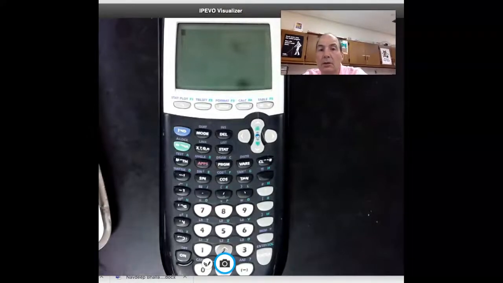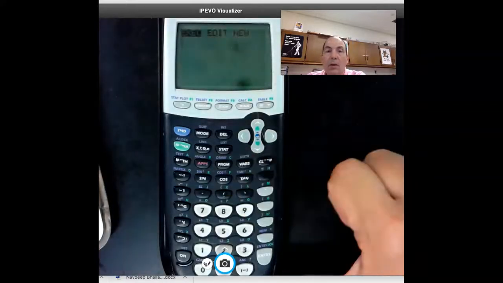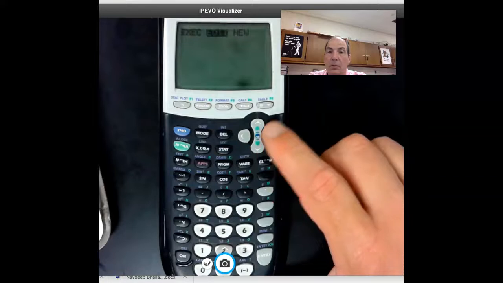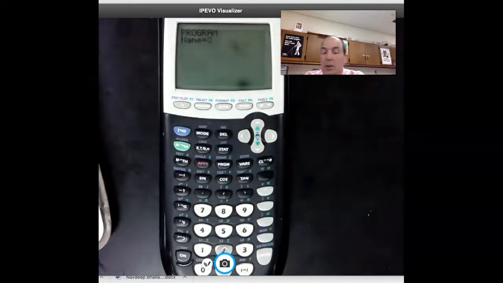Okay, Chem Scholars, it's time to program the calculator for quadratic function. The programming key is right there in the middle, PRGM. We hit that. So first thing we'll do is go over to New. Okay, hit Enter. It wants a name.